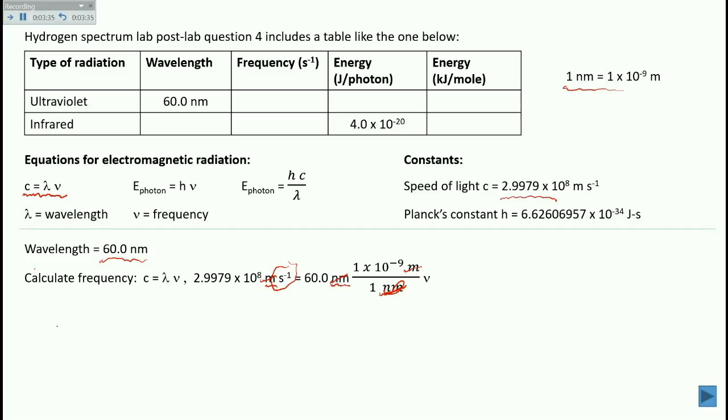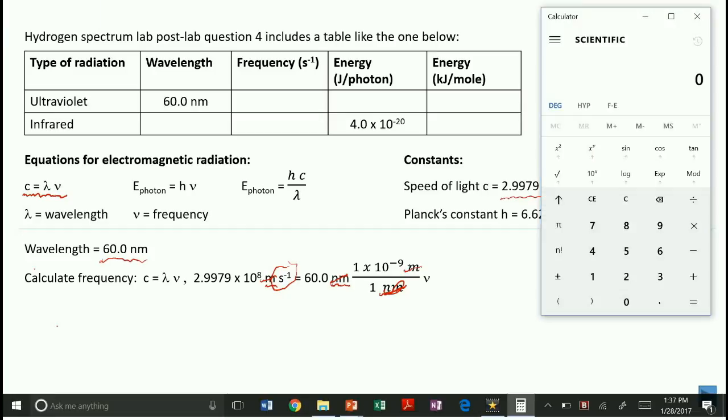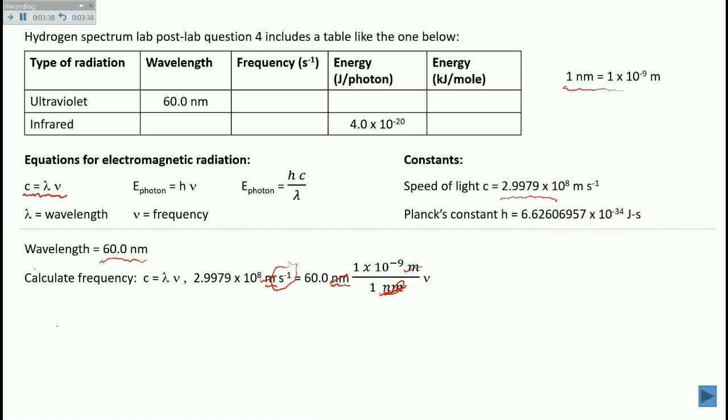So I can really move to the calculator right now. Let's do that. So I have 2.9979 times 10 to the 8th. We'll divide by 60. And then we'll divide by 1 times 10 to the minus 9. Equals, convert to scientific notation, 4.9965 times 10 to the 15th. Let's plug that in.